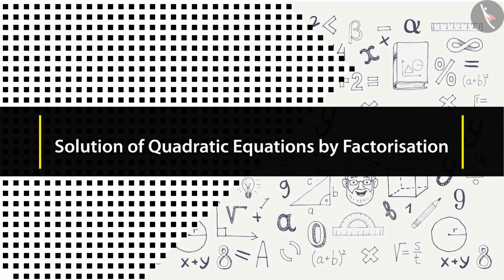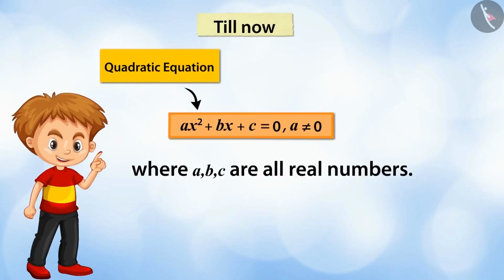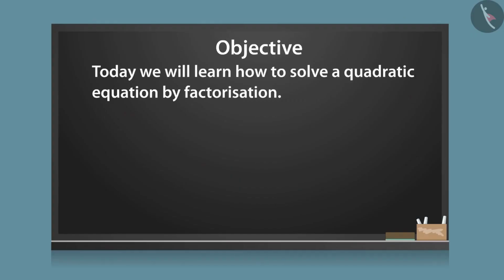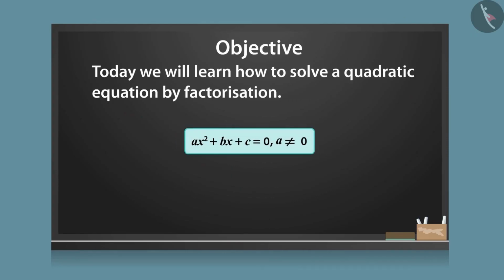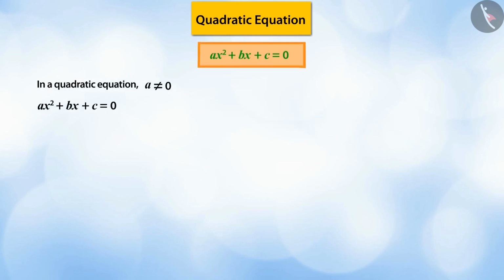I welcome all of you to this video. In the previous class, we studied quadratic equations and their general form. Today, in this video, we will learn how to solve quadratic equations by factorization. You have already studied that a quadratic equation is ax squared plus bx plus c equals 0, where the value of a is never 0, because then it will become a linear equation and not a quadratic equation.